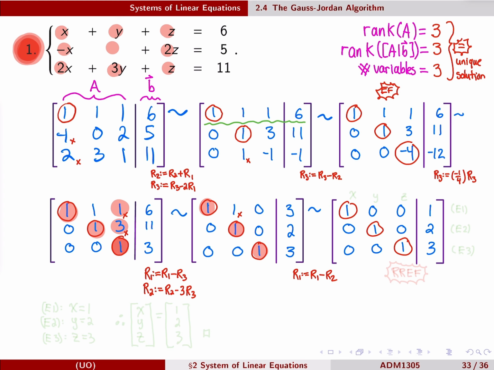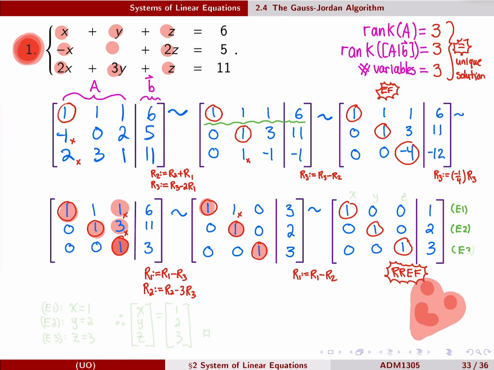That matrix right here is in reduced row echelon form. So that's the ultimate state of that augmented matrix. And now I can read the solution. I already know it's a unique solution, but I'm going to extract it from that matrix.